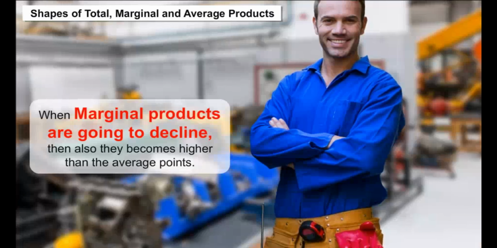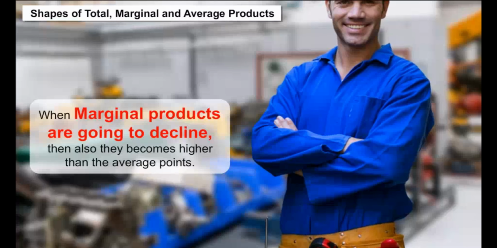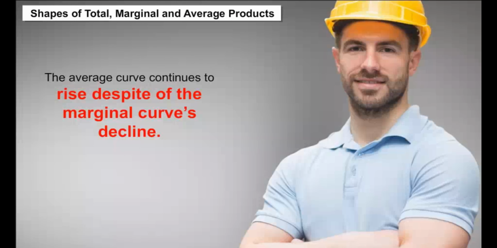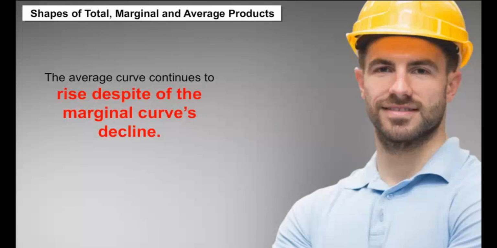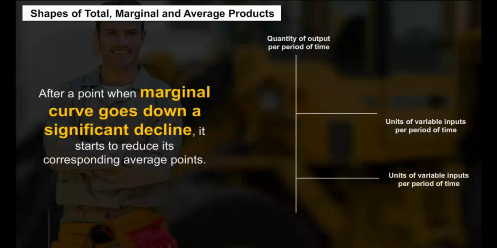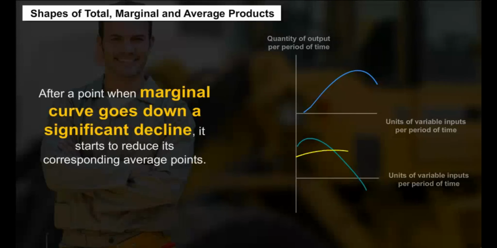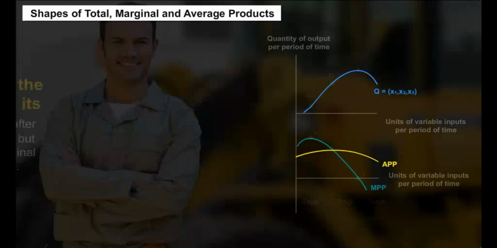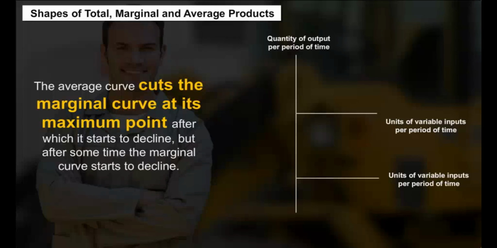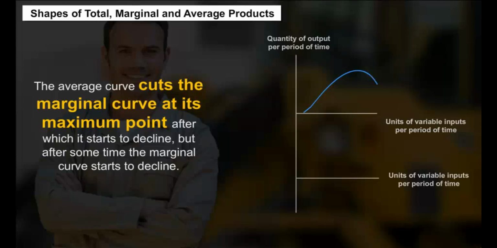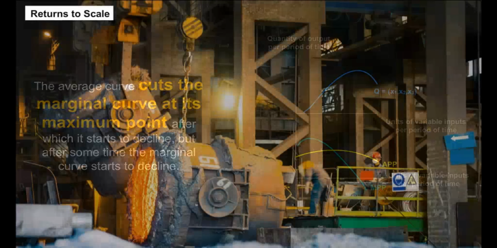When marginal products are going to decline, they are still higher than the average points. Thus, the average curve continues to rise despite the marginal curve's decline. After a point, when the marginal curve goes down significantly, it starts to reduce its corresponding average points. The marginal curve cuts the average curve at its maximum point, after which it starts to decline. But after some time, the marginal curve starts to decline. Returns to scale.